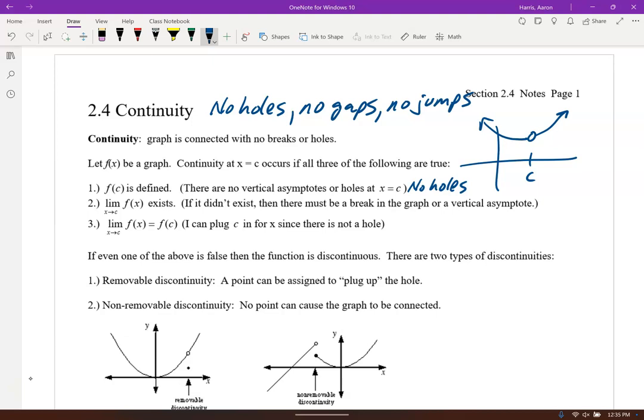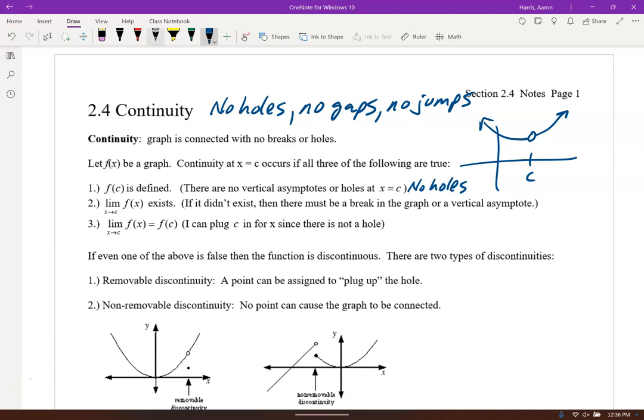Another way to think about this, you may have learned this in high school. They say, if it's a continuous function, you have to be able to draw it without lifting your pencil. Well, you have to lift your pencil if you're drawing a hole. Second thing is the limit has to exist. So number one, f of c has got to be defined. Number two, the limit's got to exist as well.